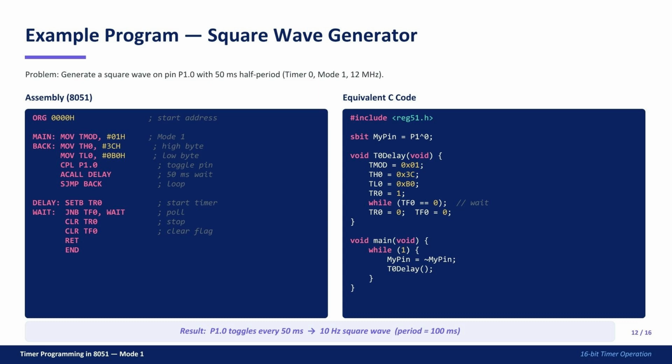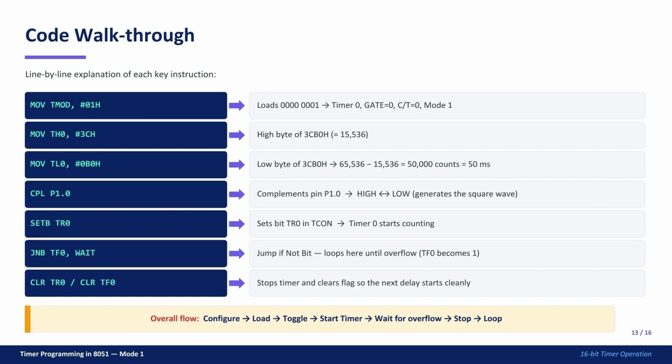So that's it, a complete working program to generate a 10 Hz square wave on pin P1.0. So in the main function, we just toggle the pin and call the delay inside an infinite while loop.